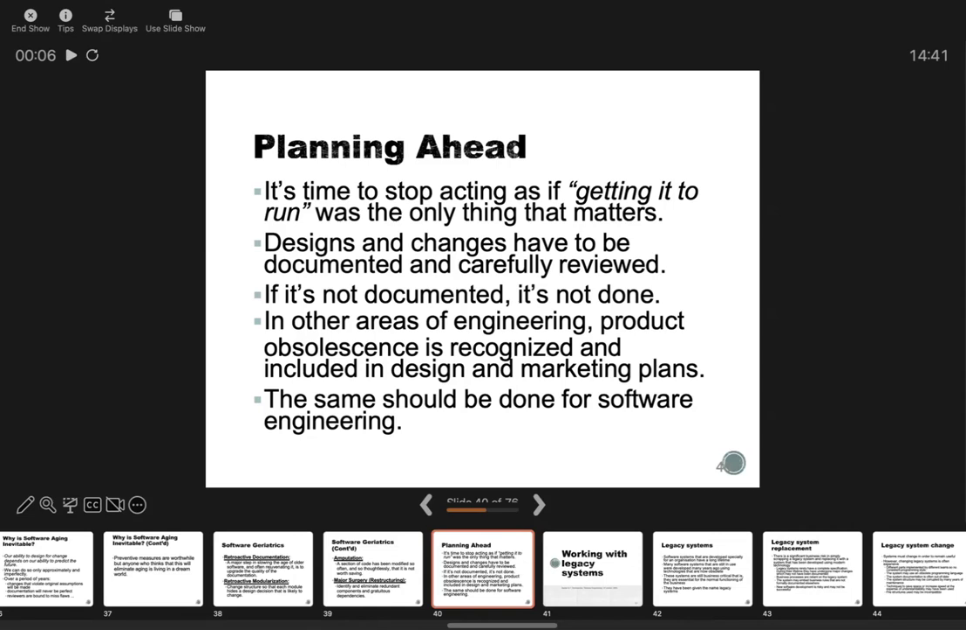The same should be done as in other areas of engineering, where product obsolescence is recognized and included. In other areas of engineering, maybe civil or mechanical engineering, if something is obsolete, they recognize it. So we should do the same thing in software engineering.